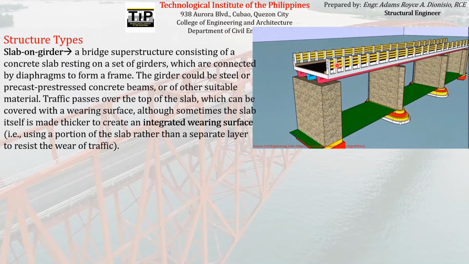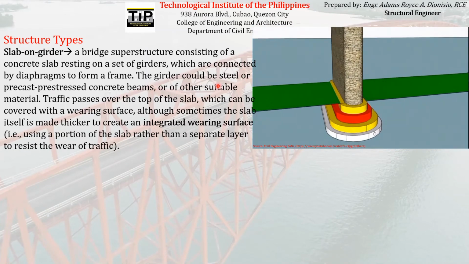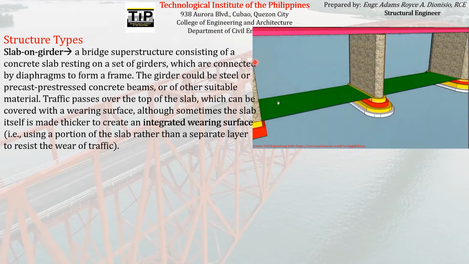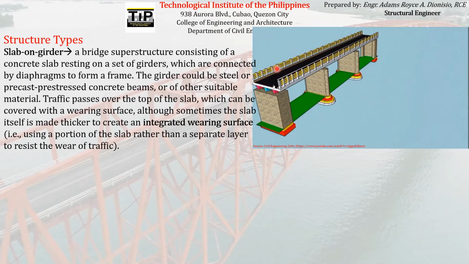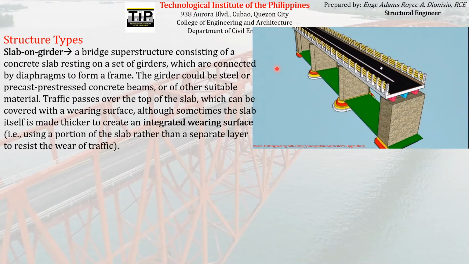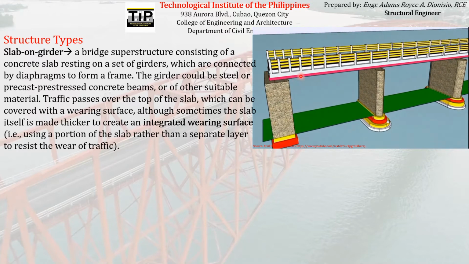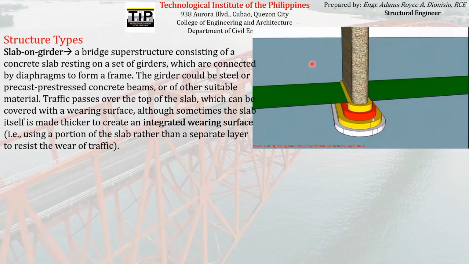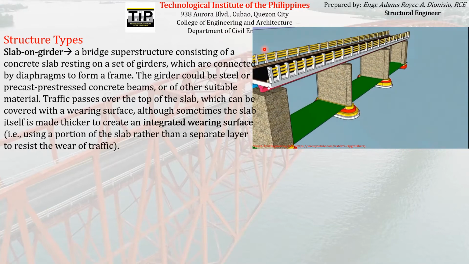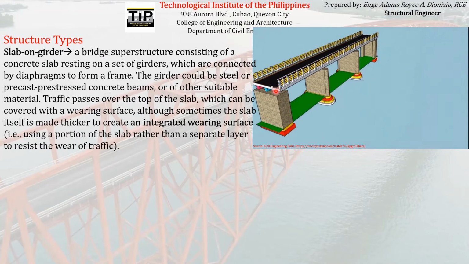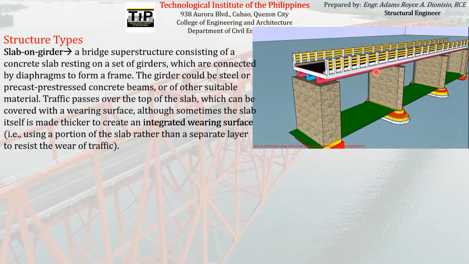So this slab that you are seeing here on a slab on girder type of bridge structure can be covered with a wearing surface. So there's an additional layer of surface that will be put on top of the deck, like bituminous material or asphalt. Although this wearing surface can be made integrally with the superstructure itself, like the slab can be made thicker so that there will be no need to add an additional layer of wearing surface.